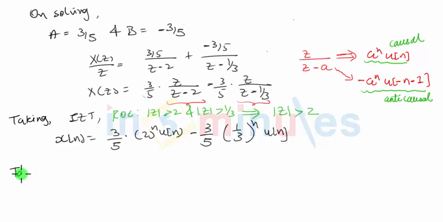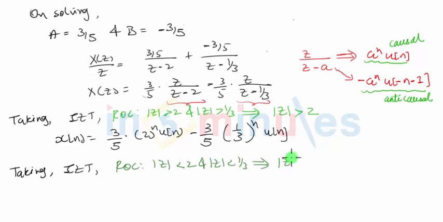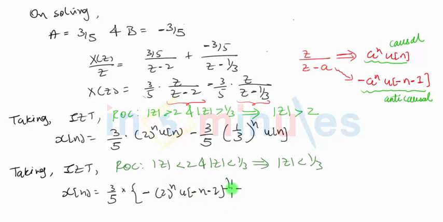The answer is yes. So again, taking the inverse Z transform, and this time taking the ROC as mod Z less than 2 and mod Z less than 1 by 3, which will have a common ROC of mod Z less than 1 by 3, because something which is less than 1 by 3 is also less than 2. Now this time x of n will be, both are less than 1 by 3 meaning anti-causal signal, so it should be of this form. So 3 by 5 is a constant, so I'll have a minus sign first. Minus a is 2 here, so 2 raised to n u of minus n minus 1. So this is my first signal.